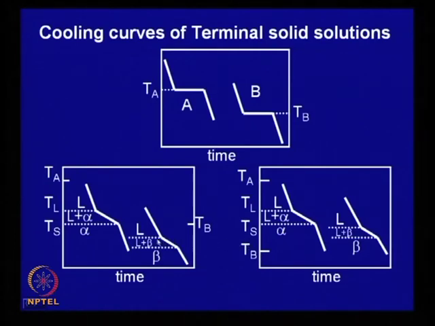So, in this case, the terminal solid solutions solidify as follows. This A rich one solidifies at a temperature lower than A, and the B rich one solidifies at a temperature lower than that of B. Whereas in this other case, the A rich solid solution solidifies at a temperature lower than T A, but the B rich solid solution beta solidifies above T B. So, these are the two cases.